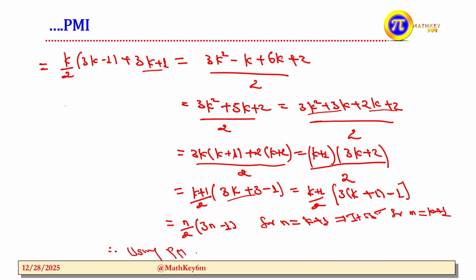Therefore, using the principle of mathematical induction, we can say that the statement 1 plus 4 plus 7 plus ... plus 3n minus 2 is equal to n over 2 into 3n minus 1 holds for n an element of natural number. So if n is a natural number, the sum of such numbers 1 plus 4 plus 7 plus ... plus 3n minus 2 equals n over 2 times 3n minus 1. In this way you can solve other similar problems.